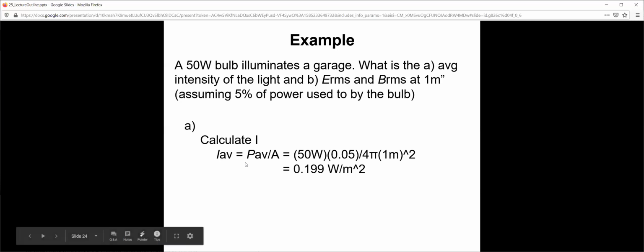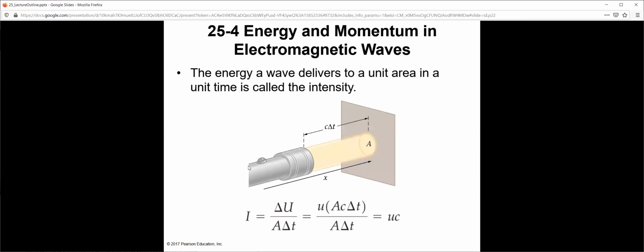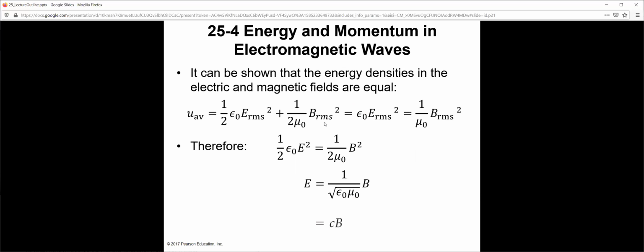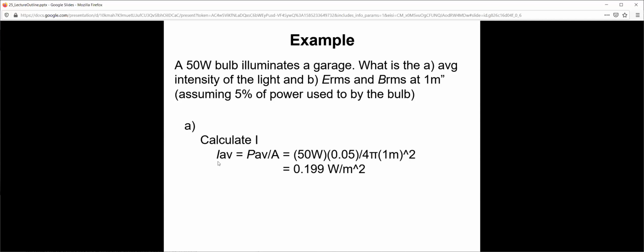So the average intensity is equal to your average power, P_av. These AVs are supposed to be really small, like how this RMS and this AV is really small. It's supposed to look like that, but I couldn't figure out how to subscript in Google Slides, so I'm just going to explain it. Sorry. Your average intensity is equal to your average power divided by your area.